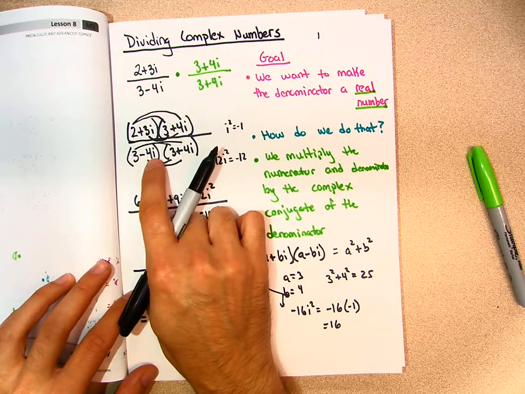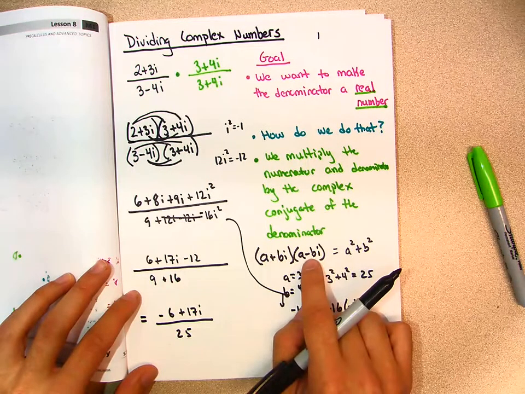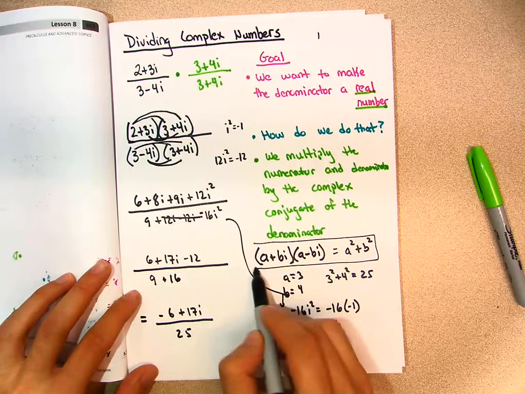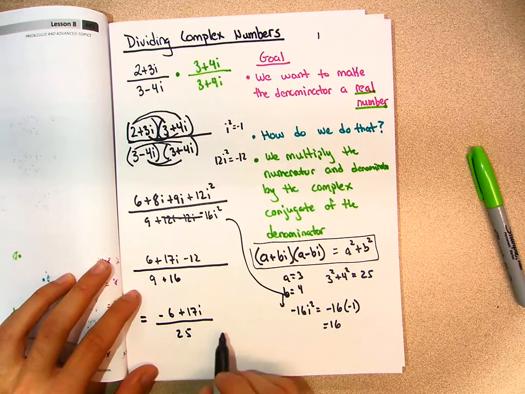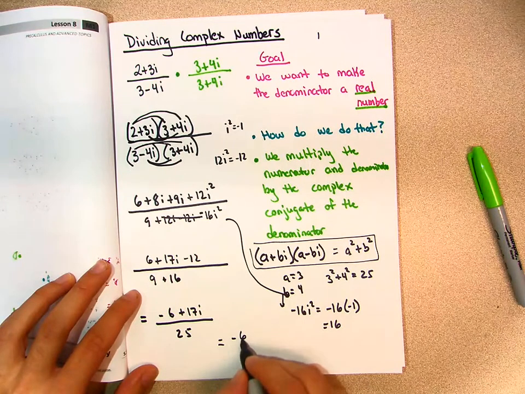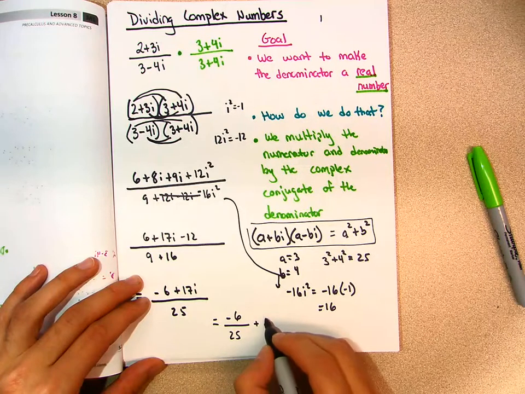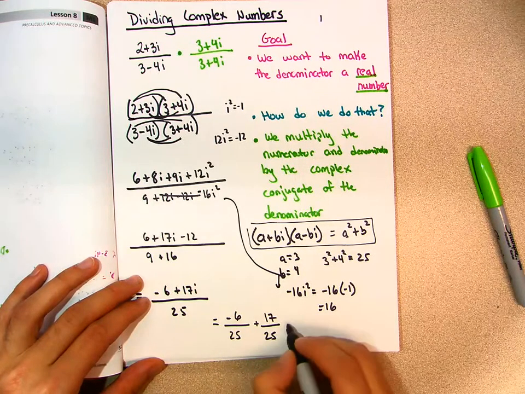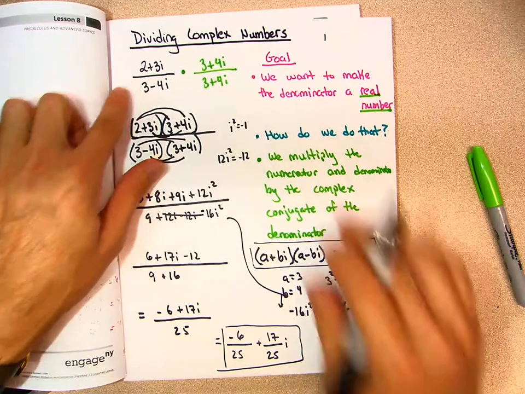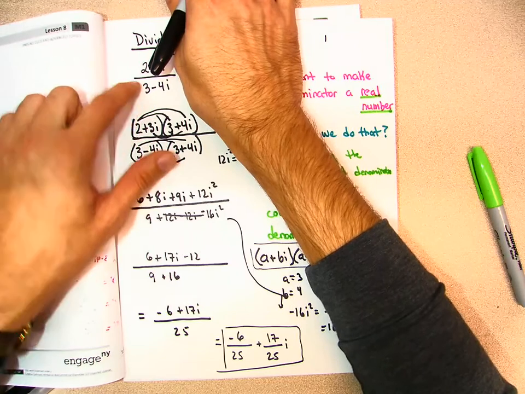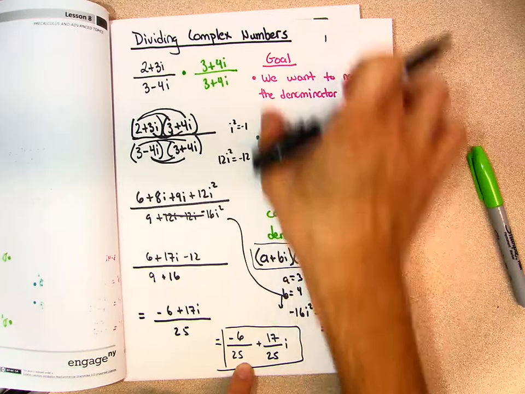And notice that's what we get. Anytime you take a sum a plus bi and you multiply by its conjugate, it is always a squared plus b squared. Always, okay? And then this is it. But we're not done yet. Remember, we want it as a complex number, so we have to split it. It's negative 6 over 25 plus 17 over 25 i. And then bam, we did it. We took this complex number from the beginning and we divided it. 2 plus 3i divided by 3 minus 4i is this right here. And this is how we do it.